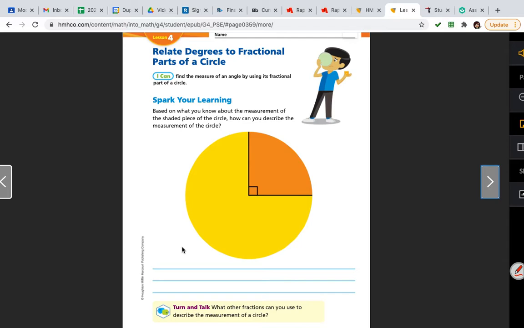Spark your learning. Based on what you know about the measurement of the shaded piece of the circle, so the orange piece, how can you describe the measurement of the circle? We know that the orange piece is 1/4. So if I was going to cut this circle into the correct fractional pieces, I would have 1/4, 1/4, 1/4, and 1/4. So they want me to know, how can you describe the measurement of the circle? So I could say that orange is 1/4, but we have 4 1/4 pieces.